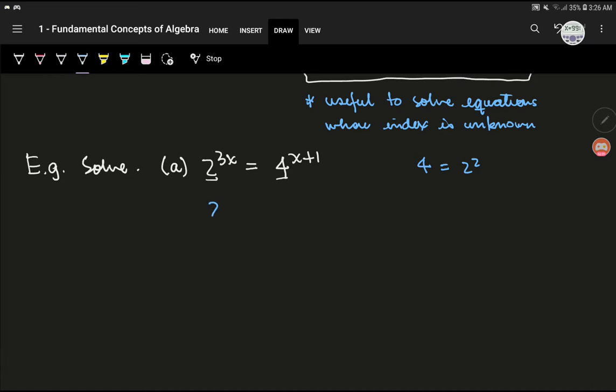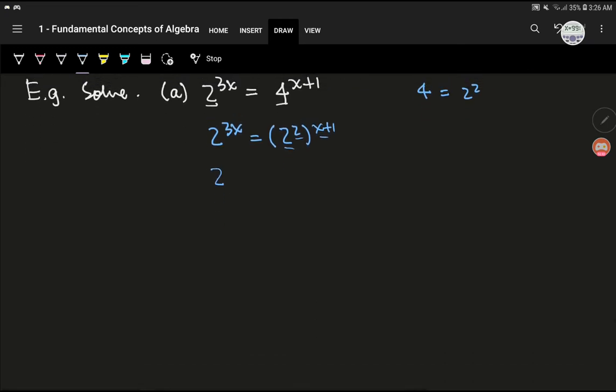So now we rewrite it as 2 to the power of 3x equals, instead of 4, we write it as (2 squared) to the power of x, and then since we have one base, 2 indices separated by brackets, we just combine using multiplication. So again, we write it as 2 to the power of 3x multiply 2 equals 2 to the power of, now we multiply 2 with x, 2x plus 2.